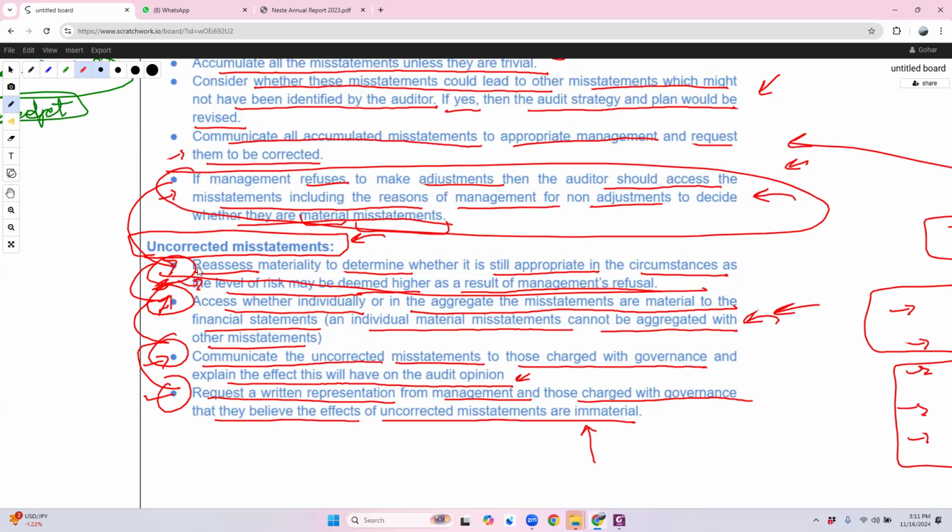The next appropriate step would be this one, because this comes right after when you discuss with the management and they refuse to make any kind of adjustment. You need to reassess the materiality first of all. This would have been the correct answer there. Got it?